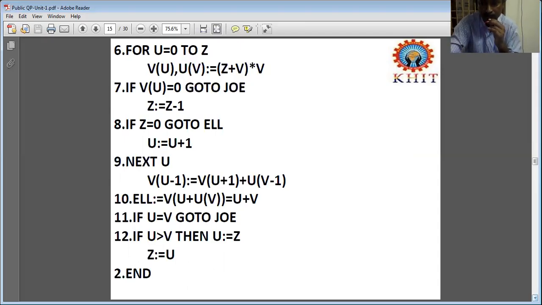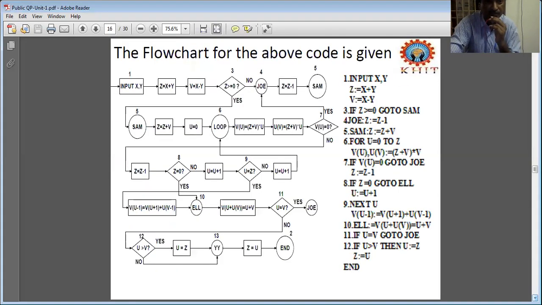Now we write the flowchart. The flowchart for the above code starts with input x, y, then z equal to x plus y, v equal to x minus y. If z greater than or equal to 0, go to Sam. Otherwise, go to Jai. After Jai, z equal to z minus 1, and after that it again goes to Sam.